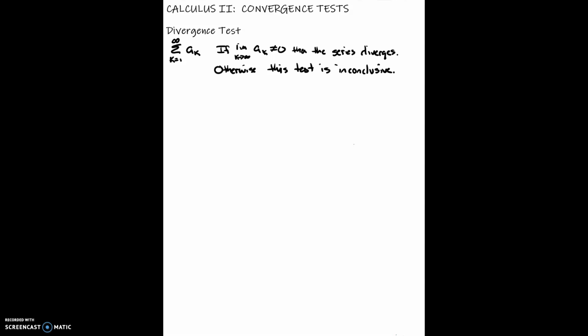So you'll notice in this case, we're going to be looking at the limit of the terms of the series. We don't actually work with the summation. We're going to take the limit of the series. And this one only tells me if it diverges. If it doesn't diverge, then this test is inconclusive. So it doesn't tell me if it converges or not, just tells me divergence. So let's try some examples.